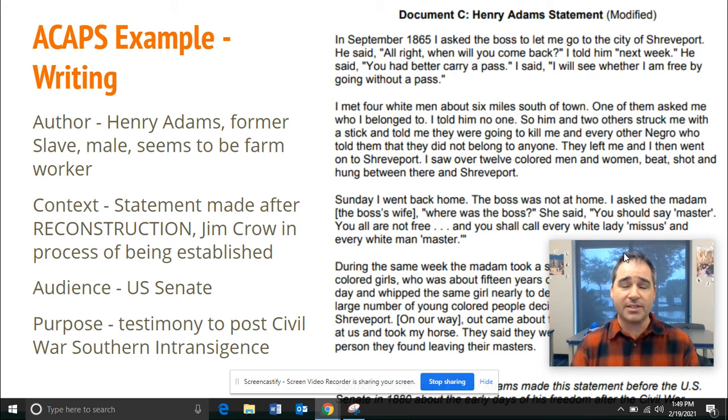It's relevant that this person is a former slave. It's relevant also that his audience is the US Senate. He's speaking in a formal setting. He's probably speaking in some sort of an investigation. It's relevant that he's speaking in 1880 because the context of 1880 is that Reconstruction is over.